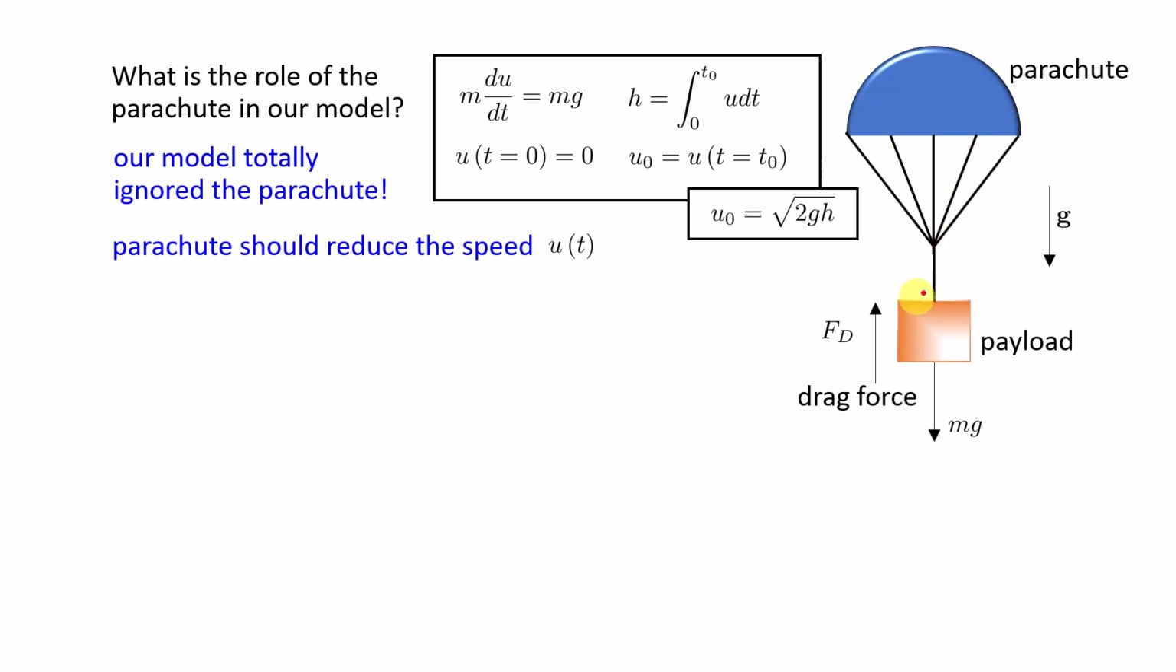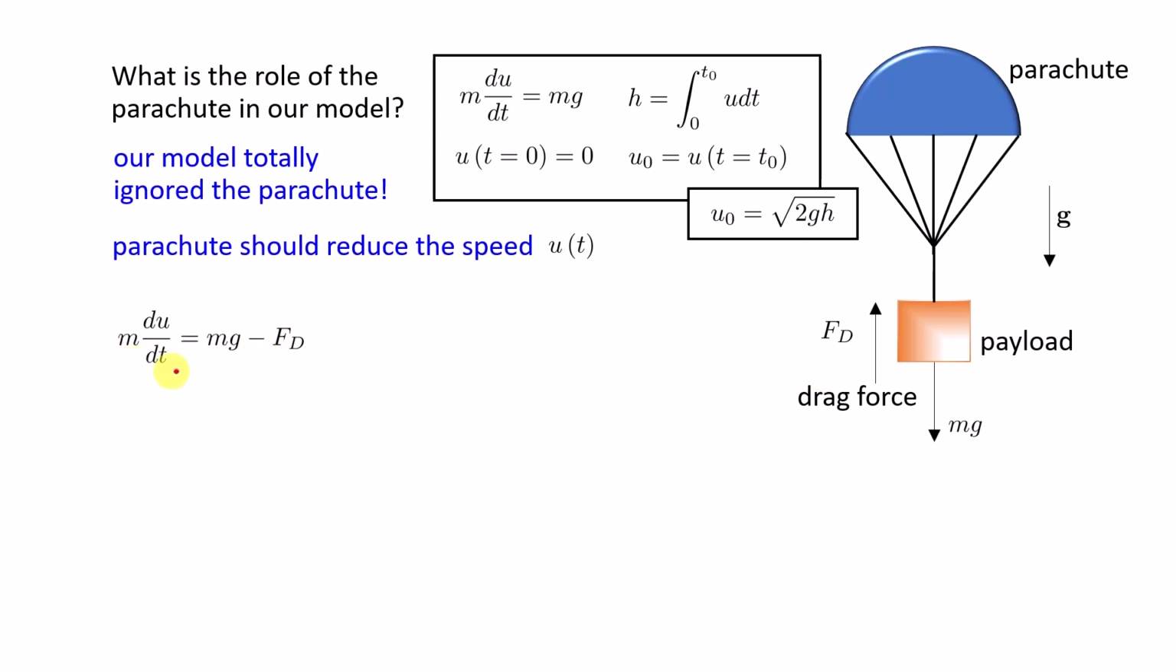Because of the payload also there is a drag force, but usually that would be small. The use of the parachute is actually to increase the drag force so that the speed becomes lower. The u becomes smaller than root over 2gh. That is the utility of the parachute. Which means that we have to consider this drag force at least in some way if we want to include the effect of the parachute.